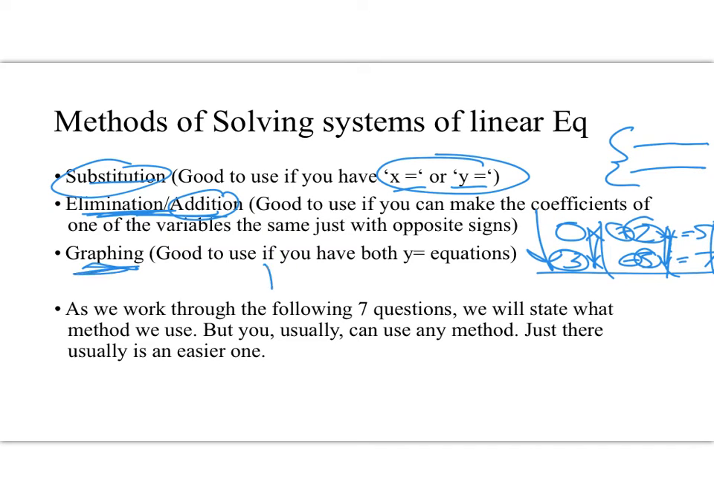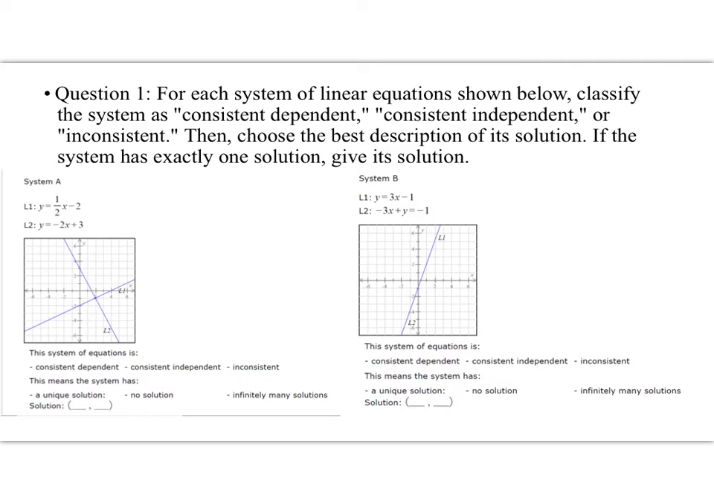Graphing, right away, if they give you a picture and the lines intersect, you look at where they intersect. If they're right on top of each other, remember that's consistent and dependent. And if they are parallel lines and they will never meet, those are inconsistent. So let's look at the following 7 questions and make sure that we're confident answering them.